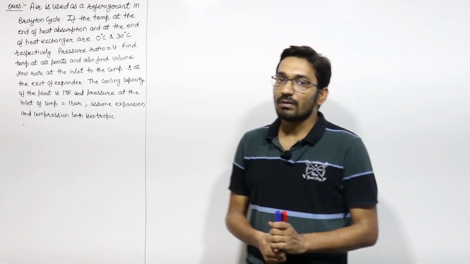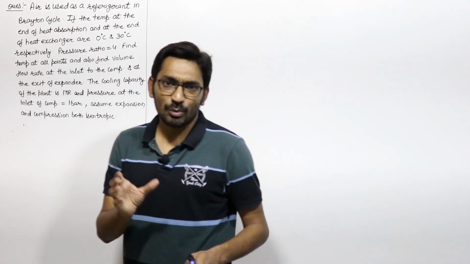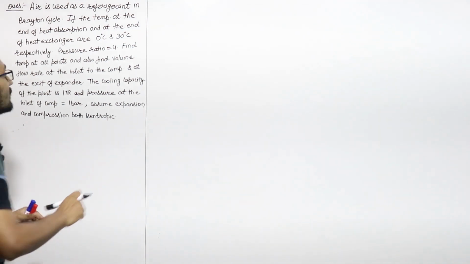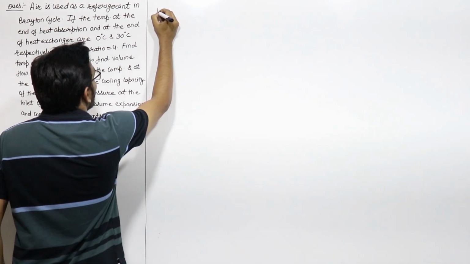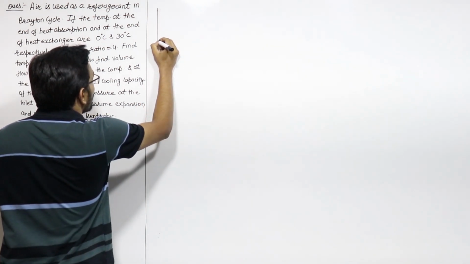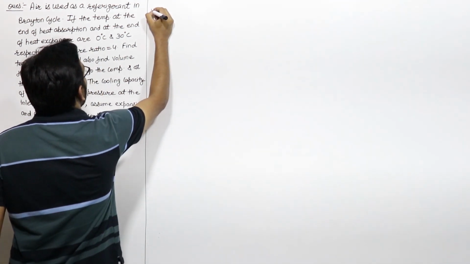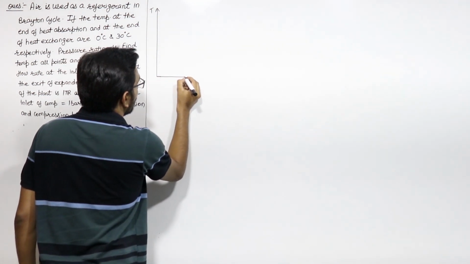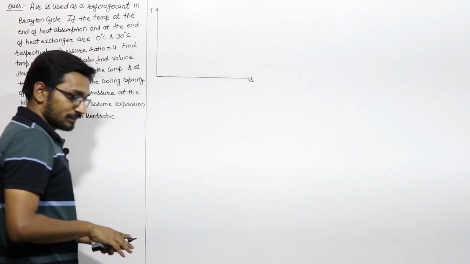Another numerical on the reversed Brayton cycle is this. This numerical is basically more about the thermodynamics, right? First of all, let us draw a TS diagram. Make a habit when you are solving a reversed Brayton cycle question: first make a TS diagram so that you will be able to understand the numerical better. So we are making this TS diagram.